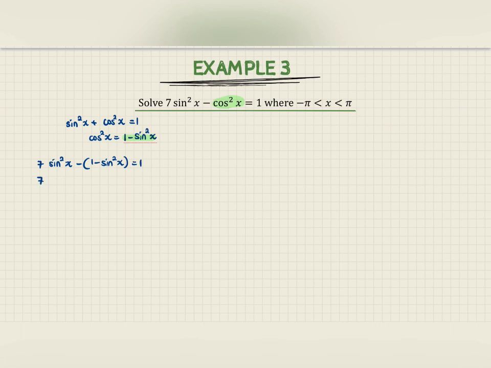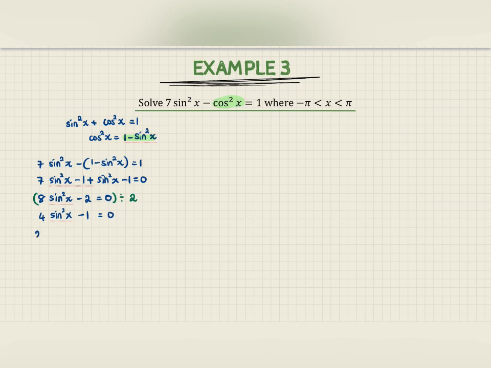So saya expand dahulu. 7 sin squared x minus 1 plus sin squared x minus 1 equals to 0. 7 plus 1 will be 8 sin squared x minus 2 equals to 0. And now I am going to divide the whole equation with 2. So saya dapat 4 sin squared x minus 1 equals to 0. Now you can using your calculator. Kamu buat dia 4a square tolak 1.